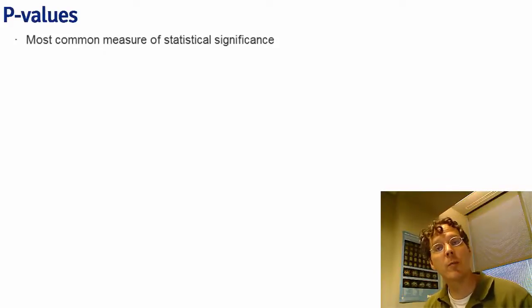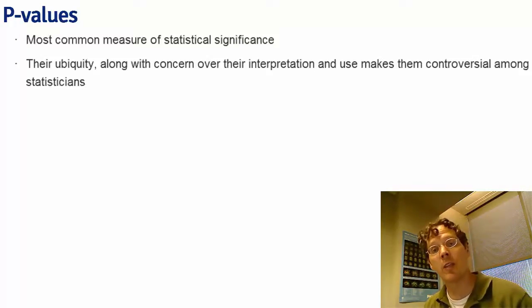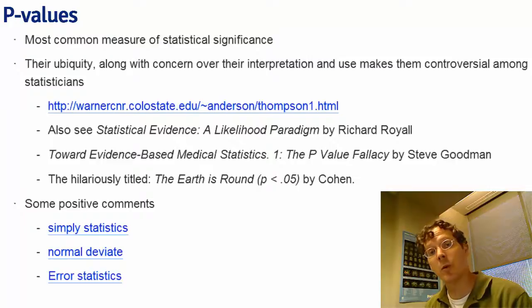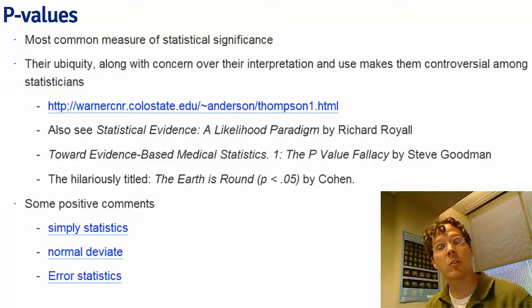P-values are the most common measure of statistical significance. Basically, every statistical software that performs a hypothesis test outputs a p-value for you. Because they're so popular, and because often they get misinterpreted, they're quite controversial among statisticians. Here I give some comments both in favor of and some papers and commentaries against p-values. In this class, we're not going to focus too much on these controversies, but instead on how to generate a p-value and how to correctly interpret it.